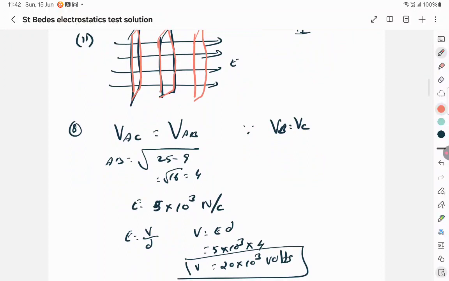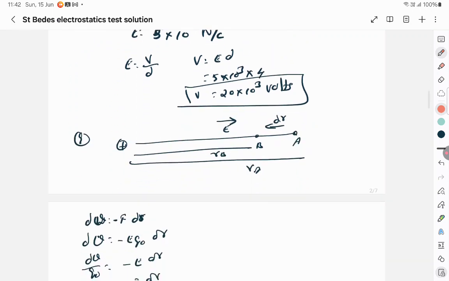Eighth question. The potential at B and C are the same. So it's enough if you find the potential difference between A and B. VA minus VB is enough. So let's find the distance AB. Hypotenuse square minus height square. So you get it as 4. So you know the distance between A and B. You know the electric field's value. So the formula is V is equal to E into d. You get the right answer.